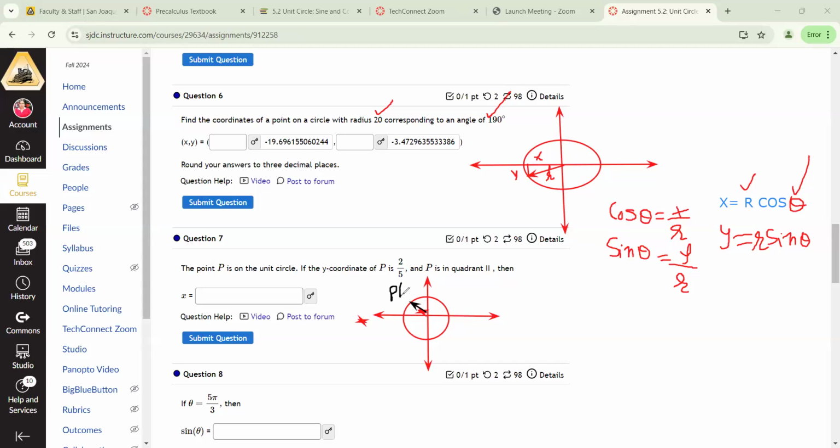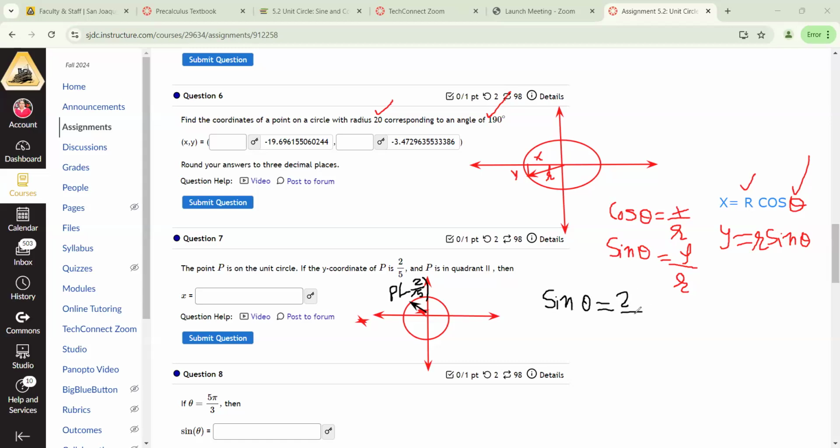Cos, the x coordinate, is missing. The y coordinate is sine, which is known, and that is 2/5. So I don't know what the angle is, where the location of the point is, but all I know is the formula x is equal to r cos theta, y is equal to r sine theta. And the second thing I know is sine theta is given to me as 2/5.